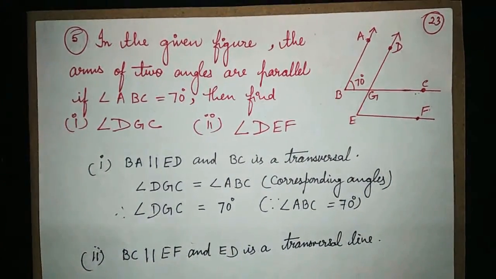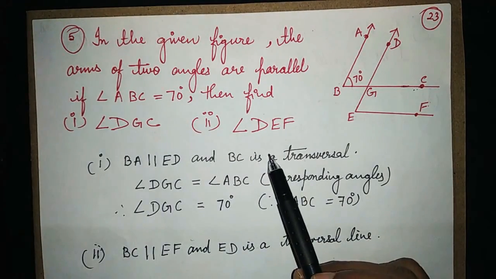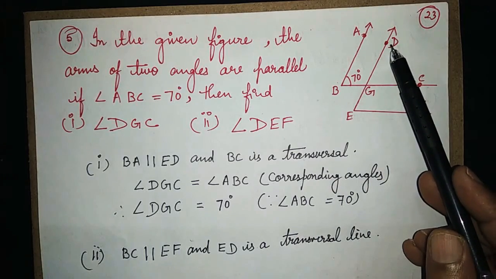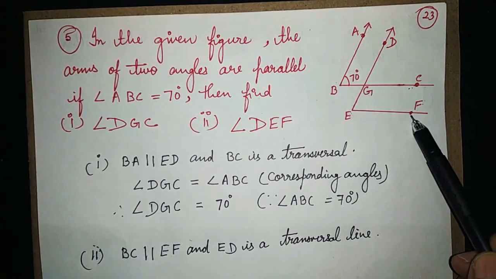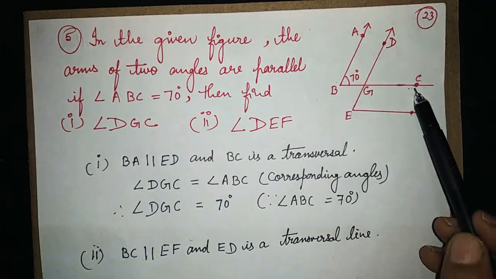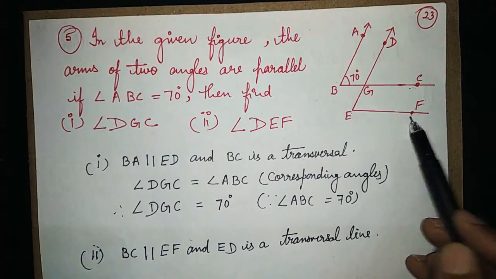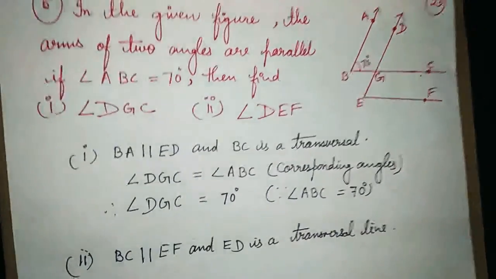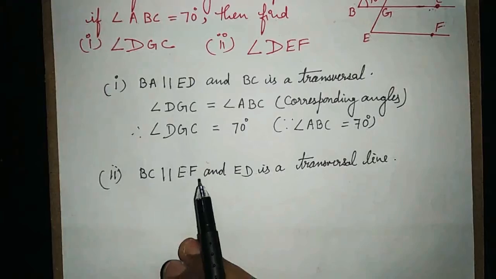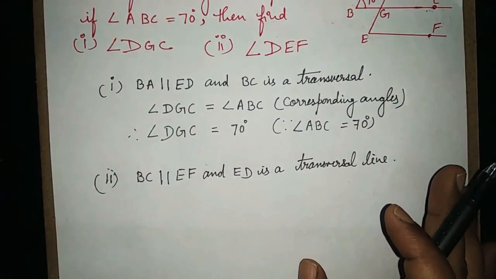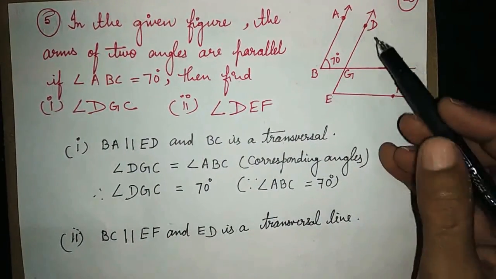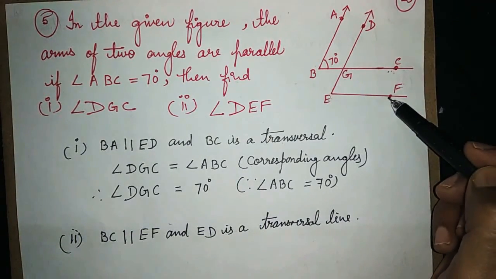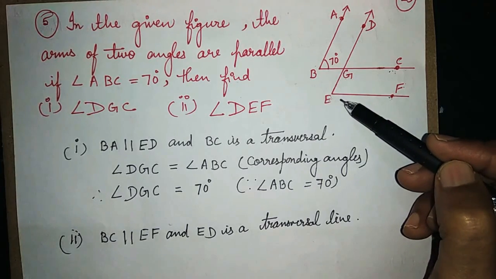Now students, see the second part of question number 5. In the second part of question number 5, we have to find out angle DEF. For this angle, BC is parallel to EF and ED is a transversal. Okay. So here we will write BC is parallel to EF and ED is a transversal. Now here you can see angle DGC and angle DEF. They both are corresponding angles.